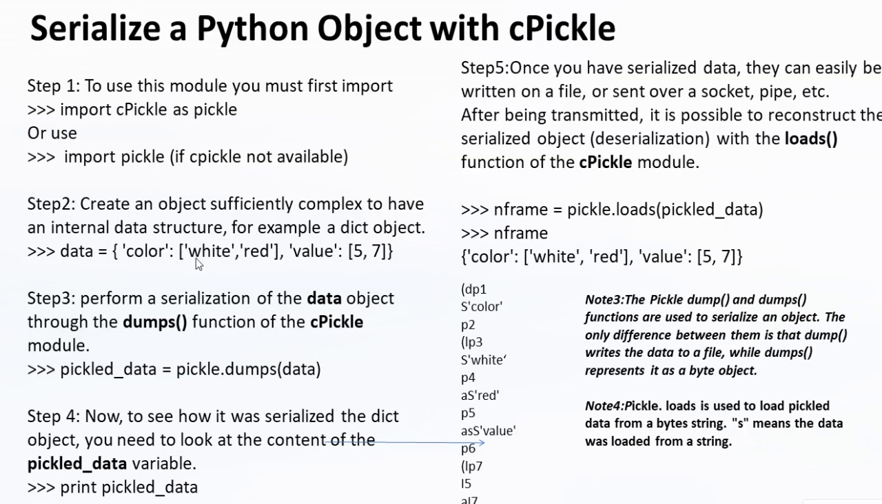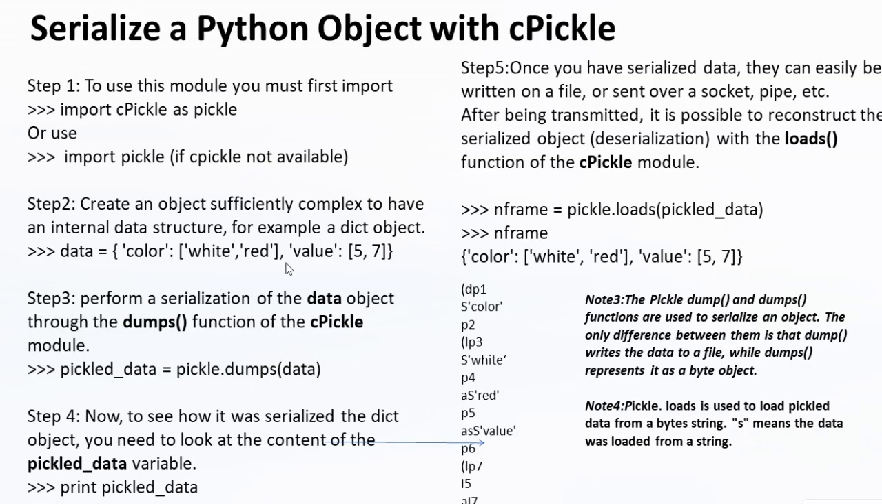Next, let's create a Python object. Let's suppose I'm creating a dictionary object like this. There are just two keys here in our dictionary object, color and value. Under the color key I have two values, white and red, and under the value key I have two values, 5 and 7. So this is just a simple dictionary object that I have created.